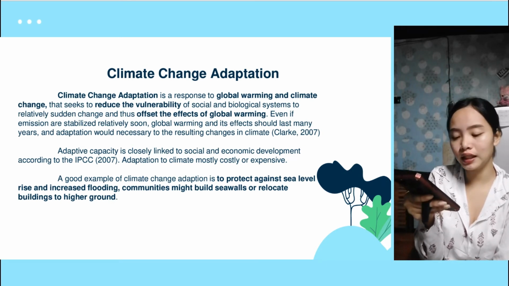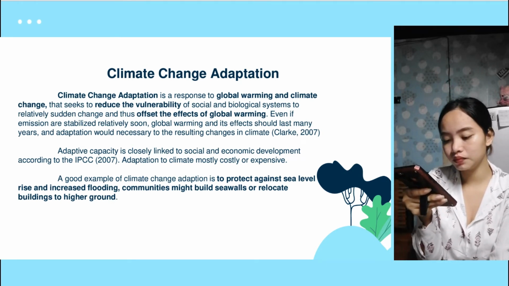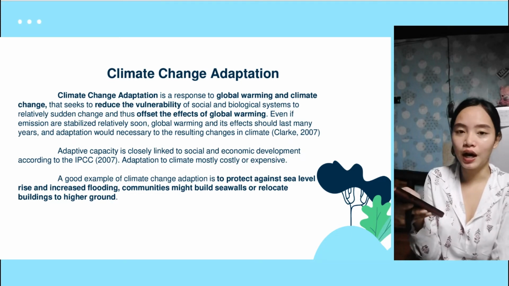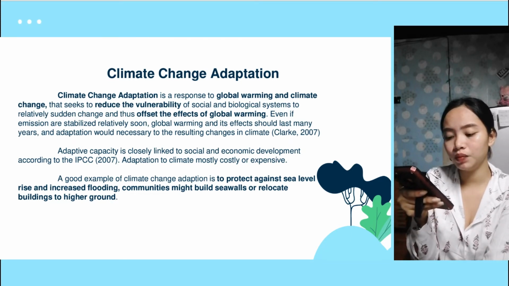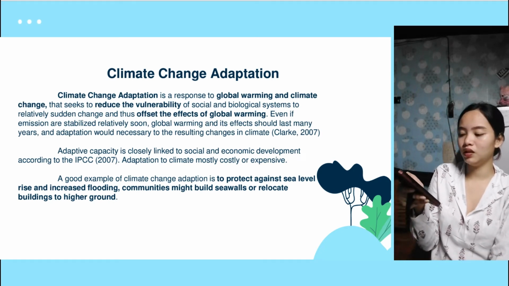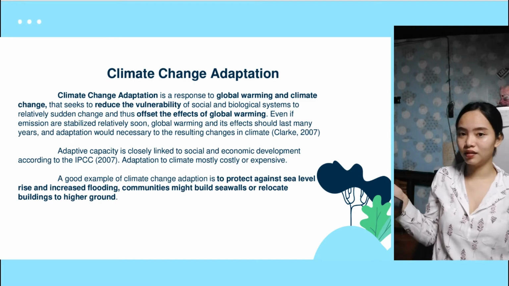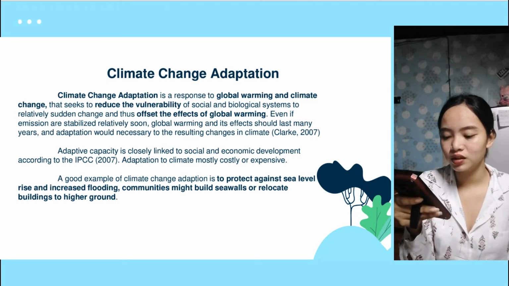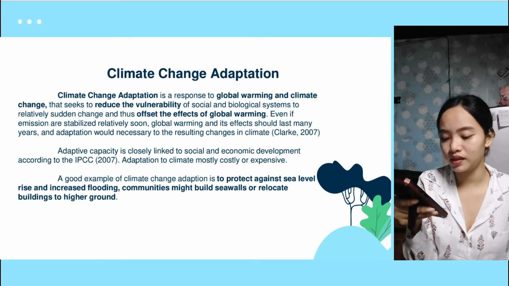So adaptive capacity is closely linked to social and economic development according to IPCC. So adaptation to climate is mostly costly or expensive. So mahal gid kay siya ba kung mag-adapt ta? Okay. Kagasto gid tag dako. So mostly costly and expensive.